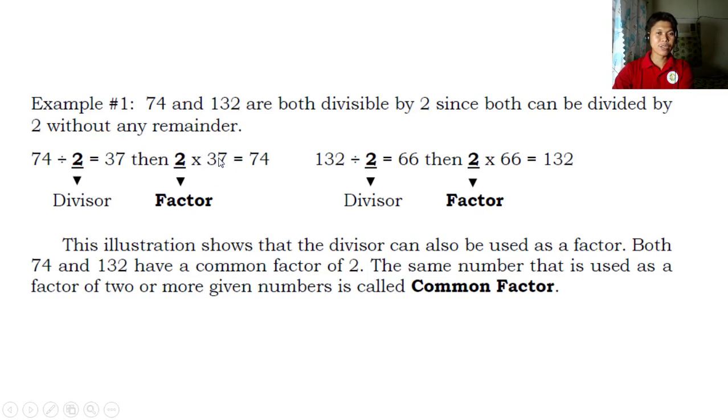Kumbaga, these are the factors. Another one, 132 divided by 2 is 66. And 2 is also a factor. Ang tawag natin dito sa 2 na to ay ang common factor, kasi nga sila ay common. Both this 74 tsaka ang 132 ay can be divided by 2. So, ang tawag niyan, common factor. At ito ring ang tawag dito, yung divisibility rule. Ibig sabihin, kapag even number siya, it is divisible by 2.